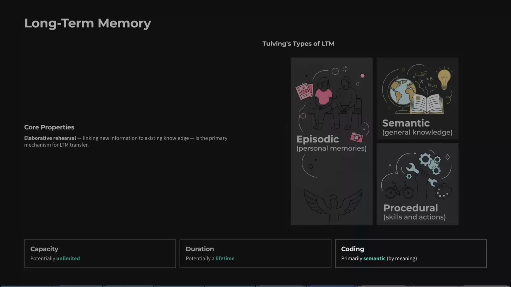The multi-store model treats long-term memory as one single unitary store. But Tulving's work, and especially the case of HM, who we will be looking at next, shows that long-term memory is not one thing. It's at least 3 distinct things, and this is one of the most powerful criticisms of the model.